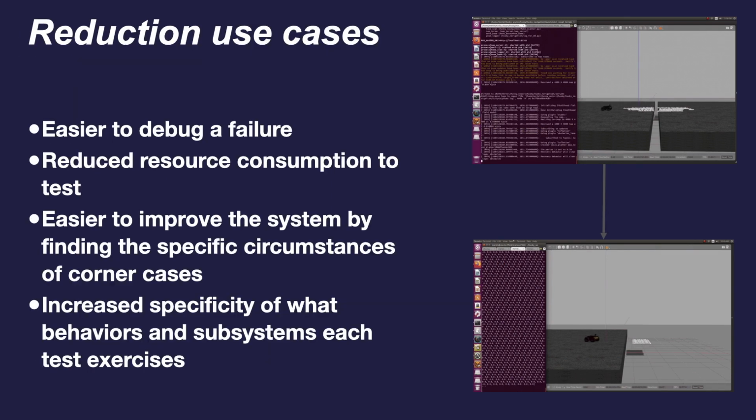We've gone over one application of environment reduction, which is that it's easier to debug a failure with a reduced environment. It's also applicable in instances where you want to reduce resources needed to run tests, find the specific circumstances of corner cases, or to precisely specify what subsystems and behaviors are involved in each test.